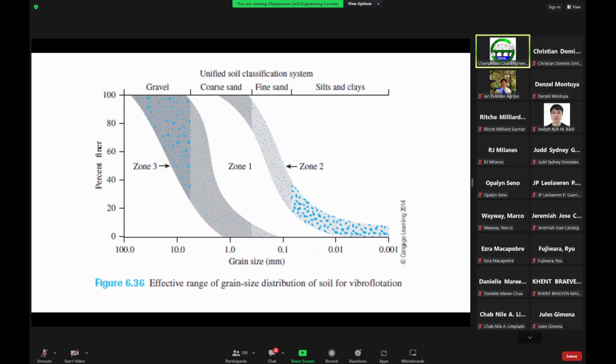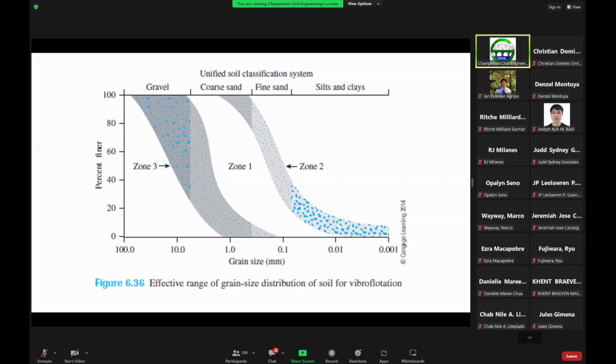Okay, at least for the vibro compaction technique, you have here the zones where this technique is applicable, such as these zones here within the coarse sands and fine sands and gravels with minimal fine content.